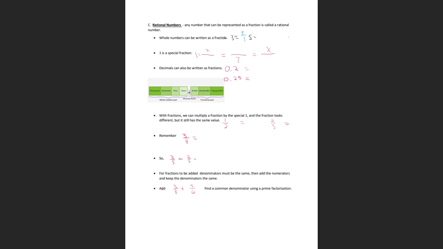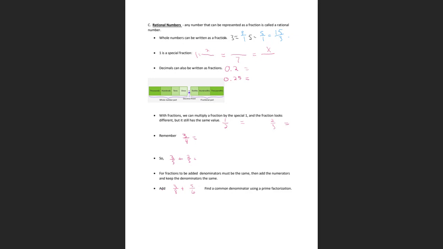If I look at the number 5, of course, we can do again 5 over 1. But remember, we can do anything. We can also use maybe like 15 over 3. That's still a fraction, but it simplifies down to 5. So since I can express 5 as a fraction, 5 is called a rational number.